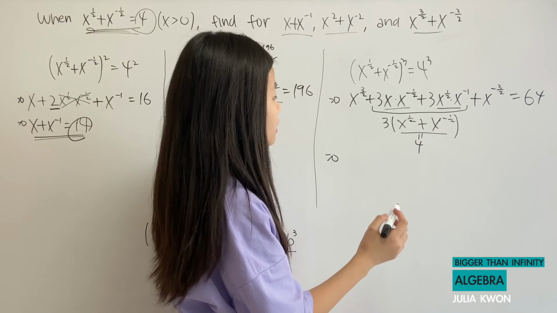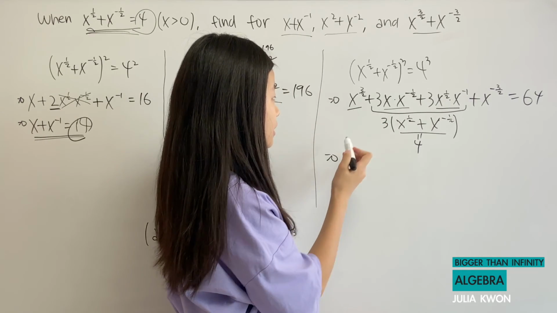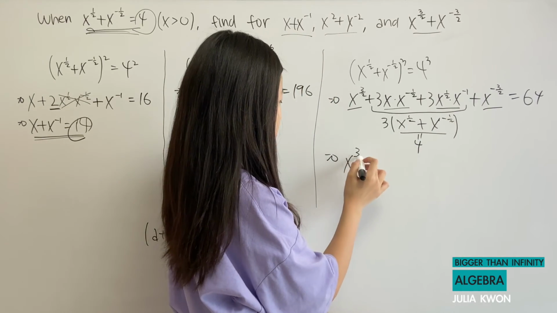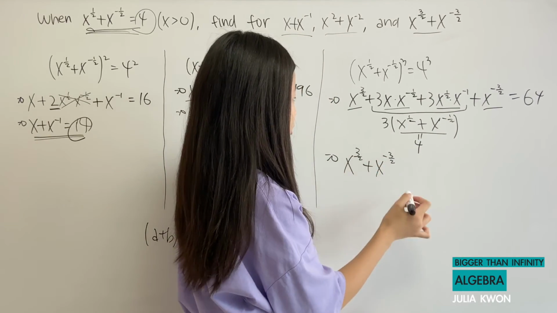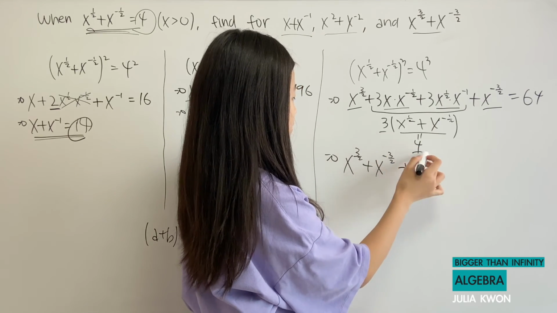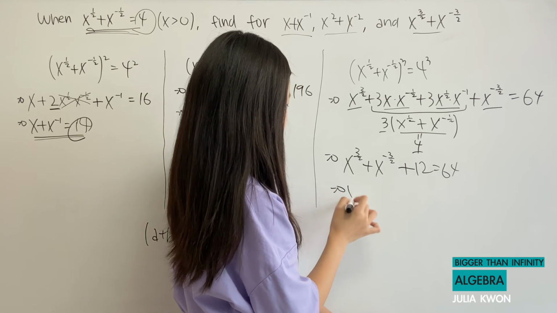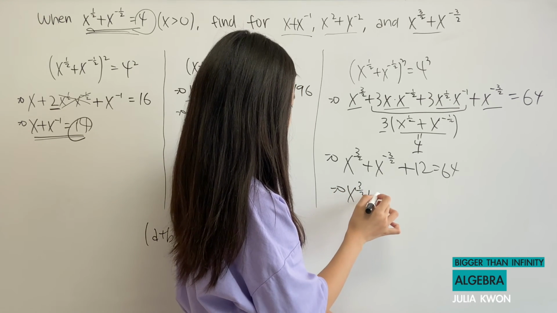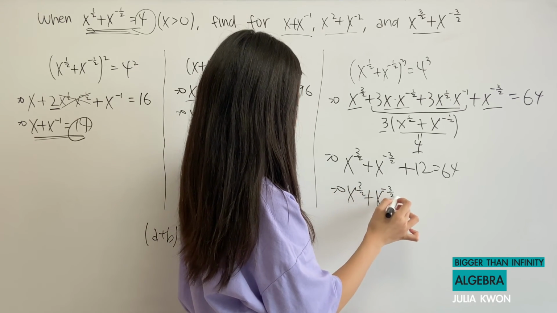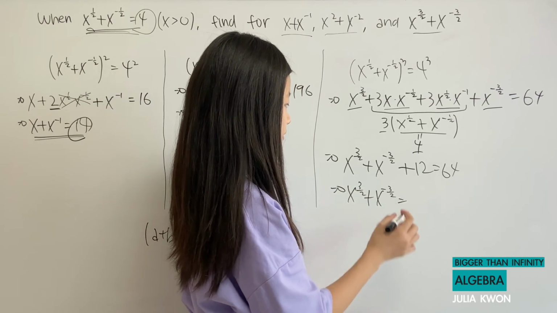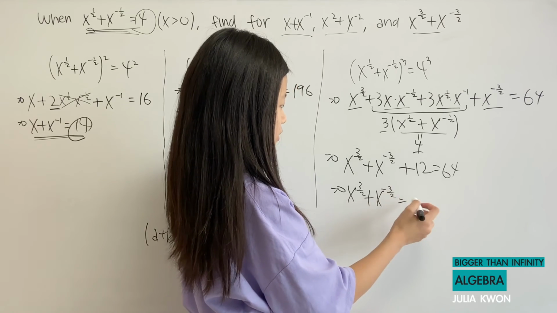And since we're solving for x to the power of 3/2 plus x to the power of negative 3/2, we will get plus 3 times 4, which is 12, is equal to 64. Now, if we subtract 12 on both sides, then we get x to the power of 3/2 plus x to the power of negative 3/2 is equal to 64 minus 12, which is 52.